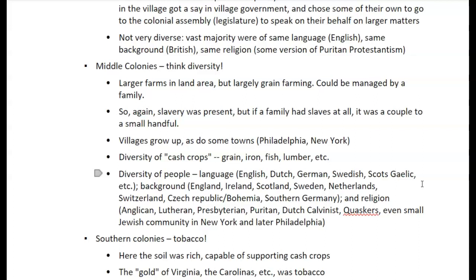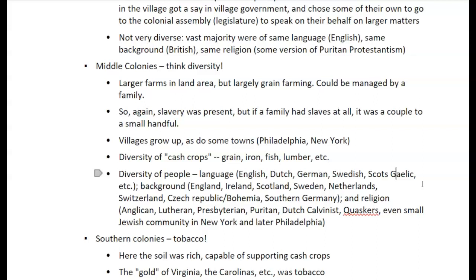Okay, but it was largely grain farming. So when you're growing wheat, for instance, it doesn't take that many more people for a larger piece of property. You just go out there, and the way you harvest and the way you manage it, you don't need that many people. You can run a larger farm with just a family. Again, slavery was present. But if a family had slaves at all, and not all of them did, it was a couple to a small handful.